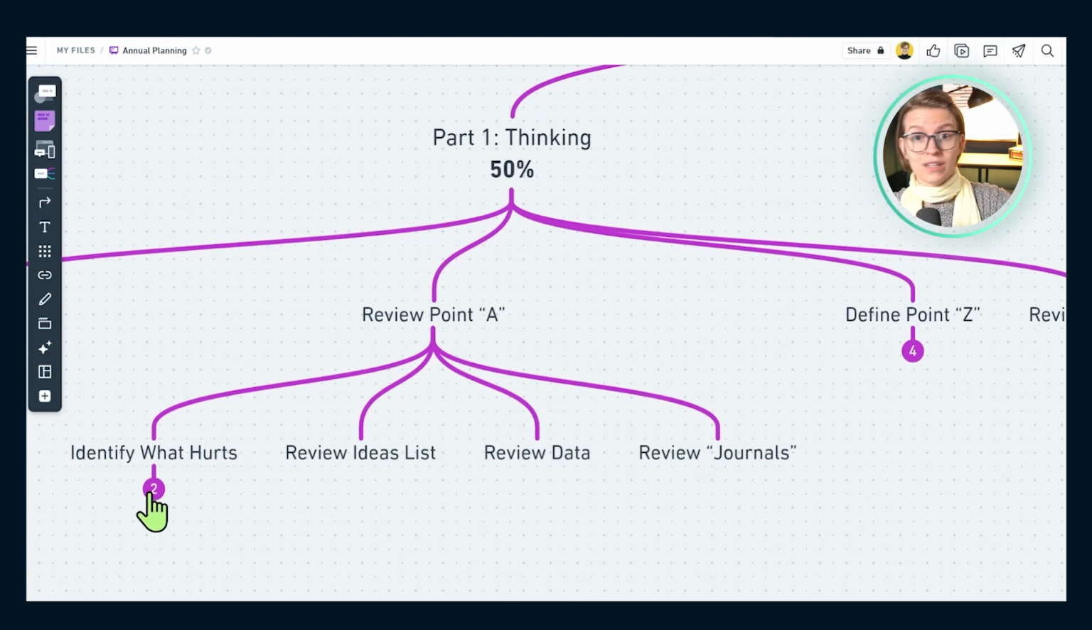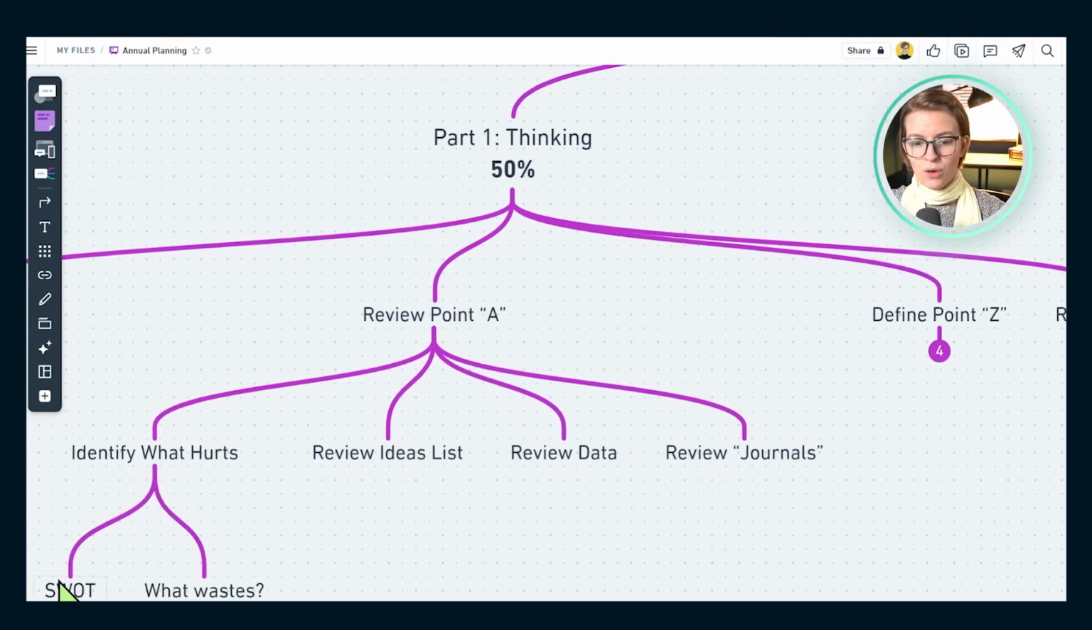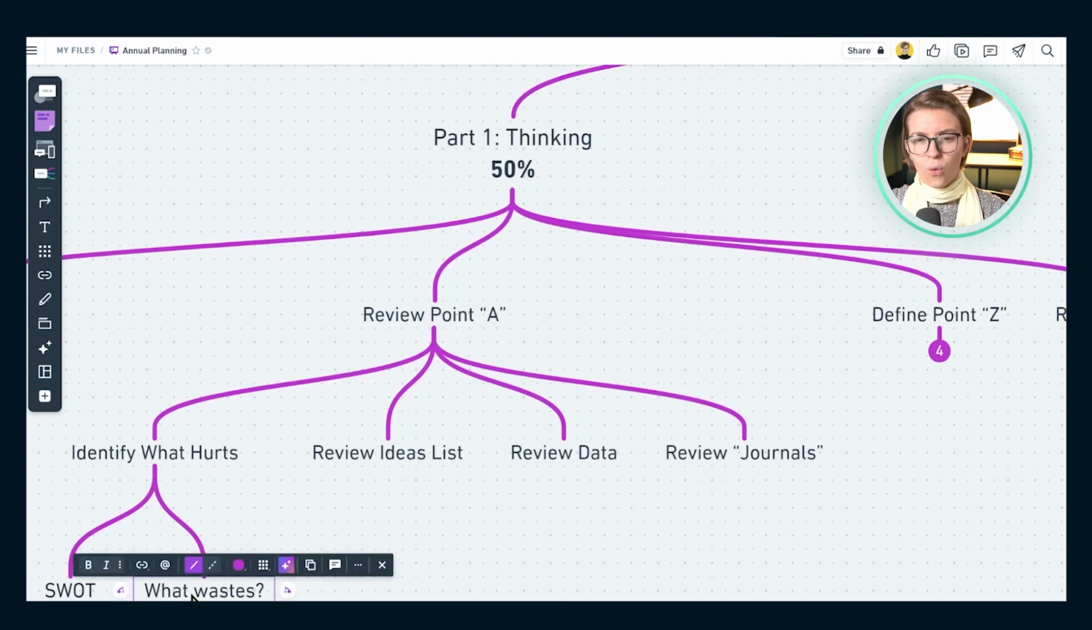Now, if my gut isn't very decisive on what hurts most in the business, which some seasons it's not, everything feels fine or equally bad or equally good, exercises I might use to help with this would be something like a SWOT analysis or reviewing expenses. And by that, I mean where our time is going, where our energy is going, and where our money is going. Usually that will help me figure out what hurts if I don't already intuitively know it.